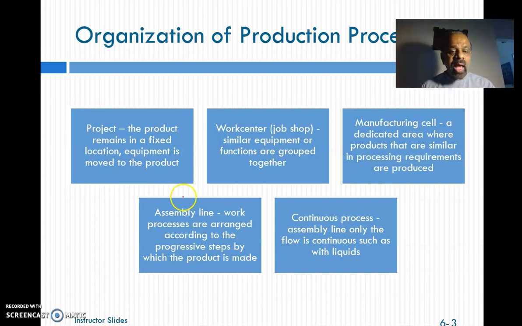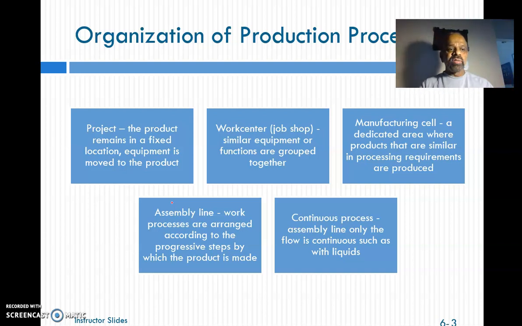Then you have an assembly line. Assembly line is where the product is actually moving. So for instance, cars are made in assembly lines, planes are made in assembly lines, ships are made in assembly lines, and all these are made in such a way that the product starts moving. Let's say for a car, first thing they do is bring the chassis and put it on the conveyor belt. The conveyor belt moves.